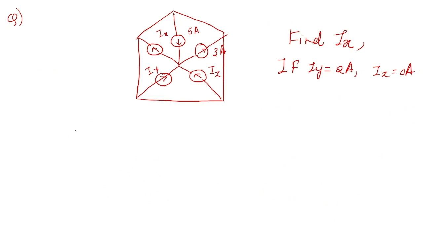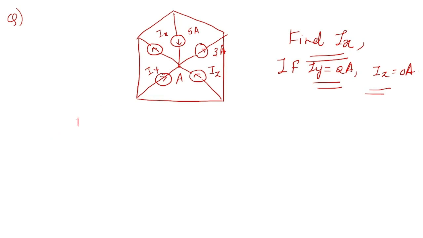So what does the numerical say? I have this diagram where it's a closed loop. If I consider this as A, Ix is going out of A, 5 amperes is coming inward, 3 amperes is going outward, Iz is coming inward, Iy is coming inward. It's saying find Ix if Iy is 2 amperes and Iz is 0 amperes.